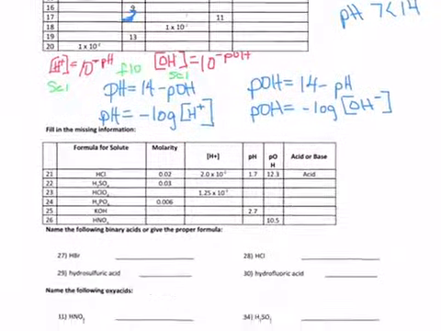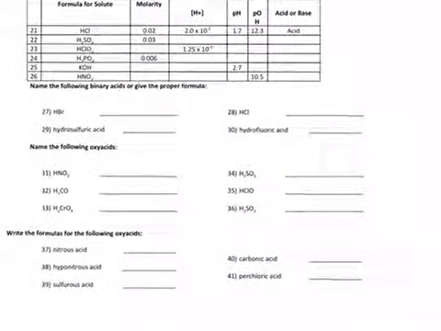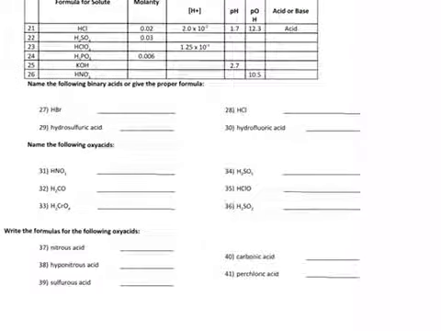Let's see what else we have on here. All right, naming. A binary acid, let's see. It's just hydro and then ic at the end. For a binary acid, how many elements do we have? 2. We only have 2 elements, a hydrogen and something else. So 2 elements.